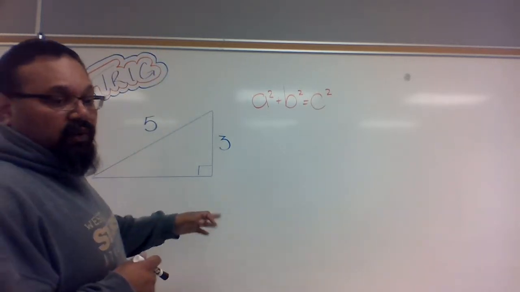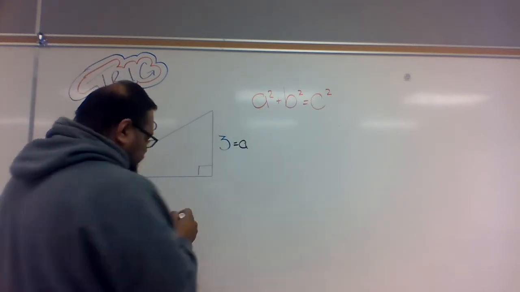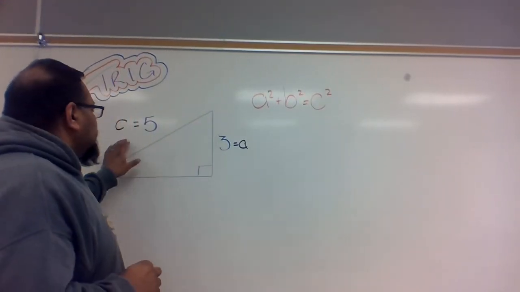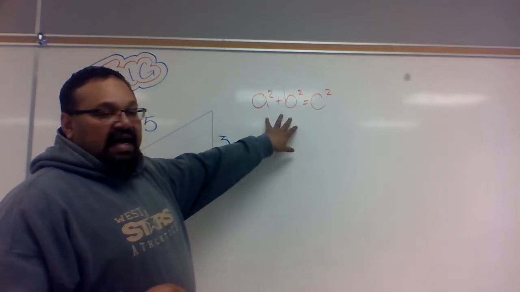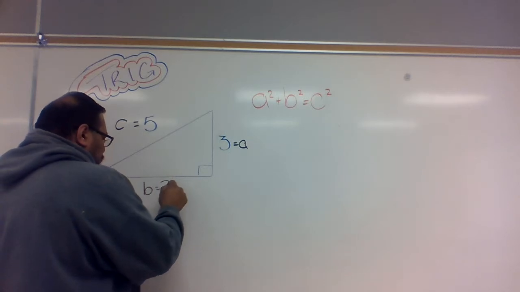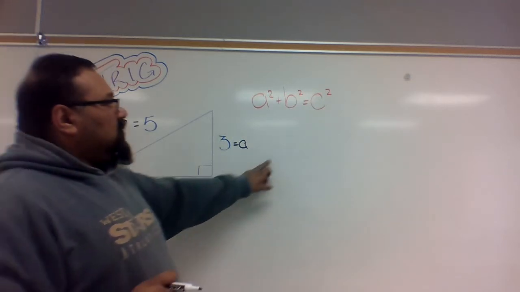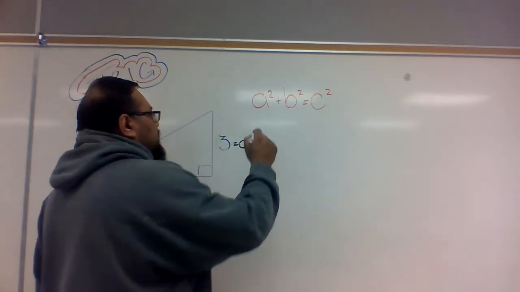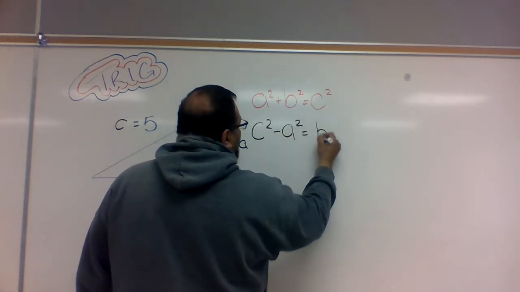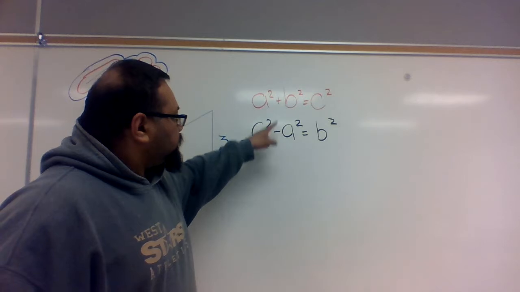So, first we identify what we have. I have C and I have A, okay? Now, having labeled C and A, I manipulate the formula because I don't know the value of my B. I need to find B, which means I need to subtract. I need to change this formula to C squared minus A squared equals B squared. Simple manipulation of the formula, so you see the opposite.